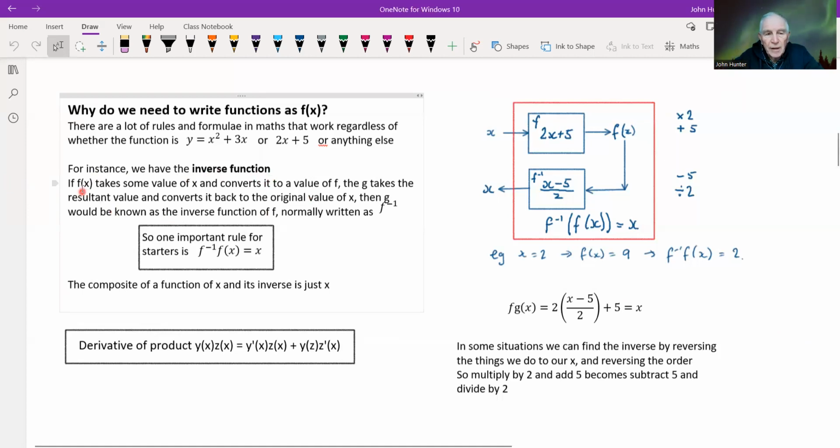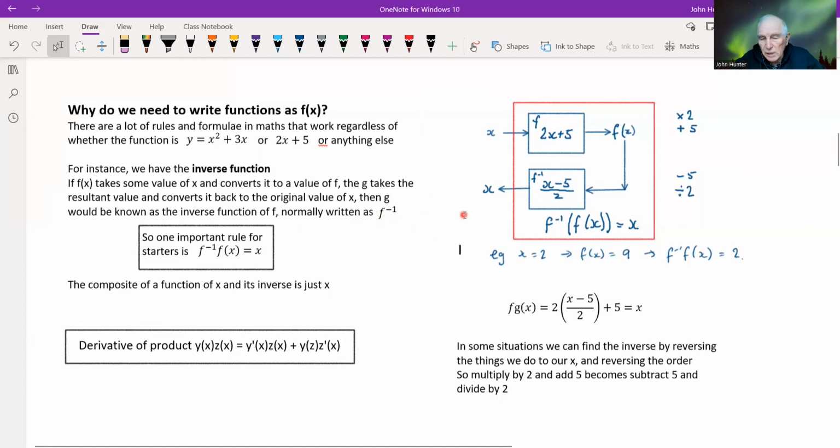Just as a simple example, we've got the idea of the inverse function, such that if a function takes some value of x, just like in our number diagram, and we convert it into a value of f of x, and then we've got another function g which takes that resultant value and converts it back to the original value. When we reverse the process, those two functions would be inverses of each other. So the first one was f, then the second one we would describe as f inverse.